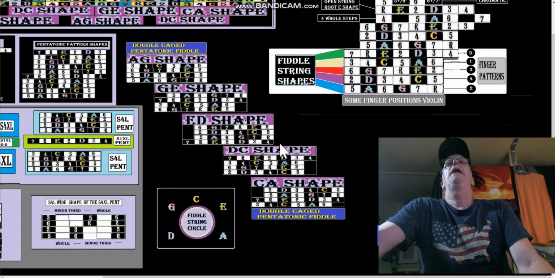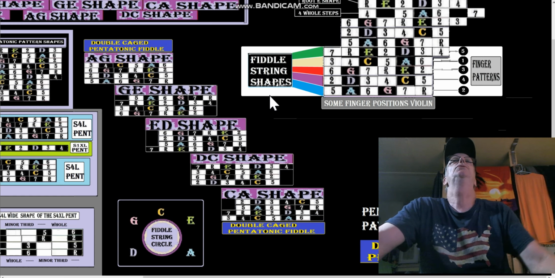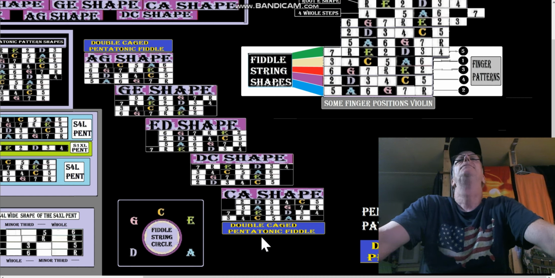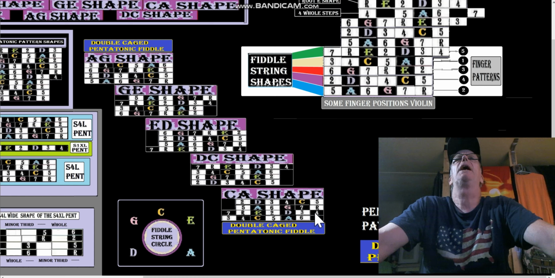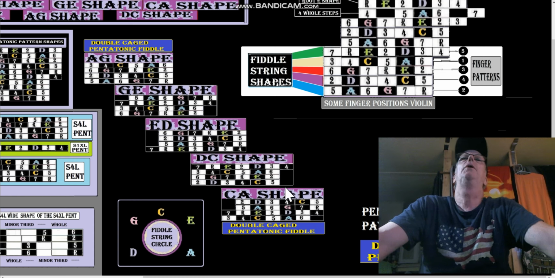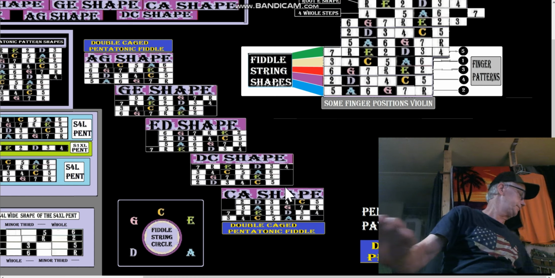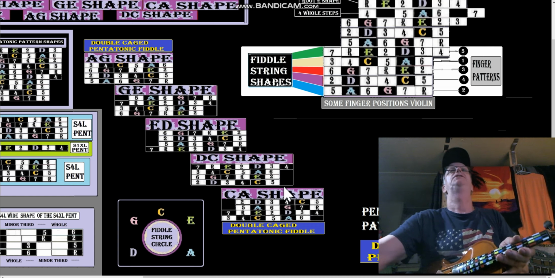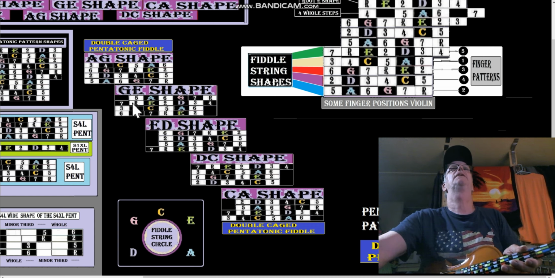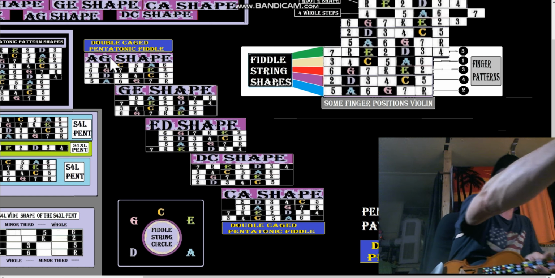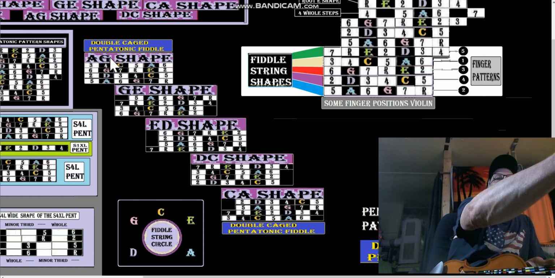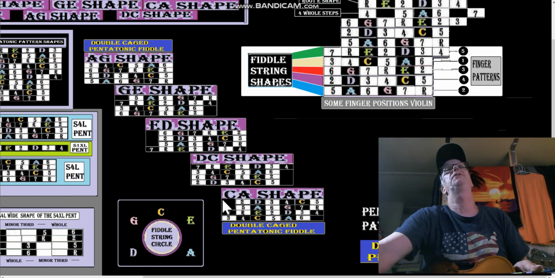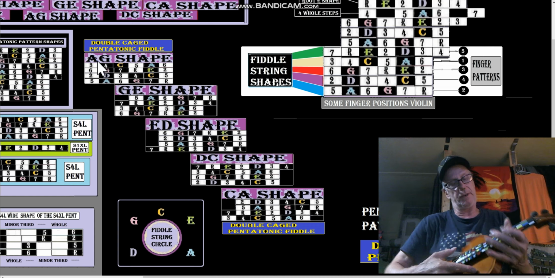So let's look at what happens to one of these patterns. Say we're looking at the 7 root 2. It's the second string in the CA pattern. Now we're going to the left. So C goes to D, goes to E, goes to G, goes to A. Let's play that. C, D, E, G, A. It's an ascending pentatonic scale when we're going to the left.